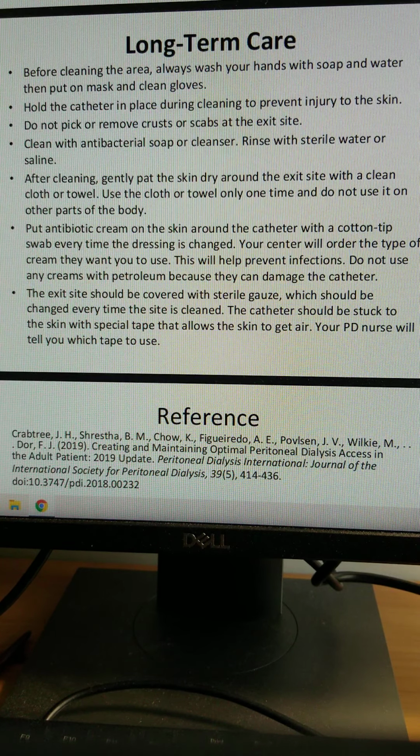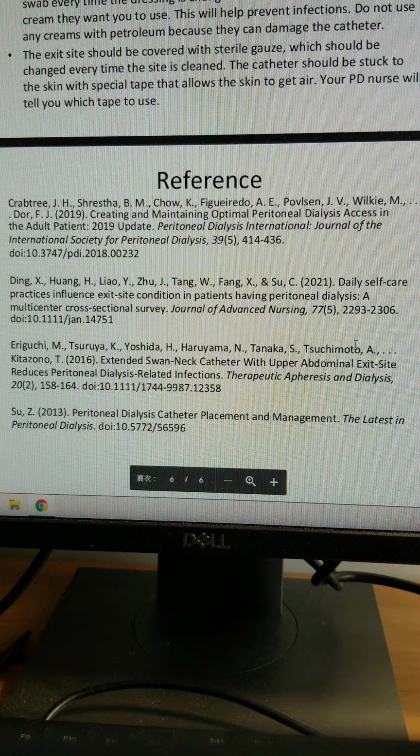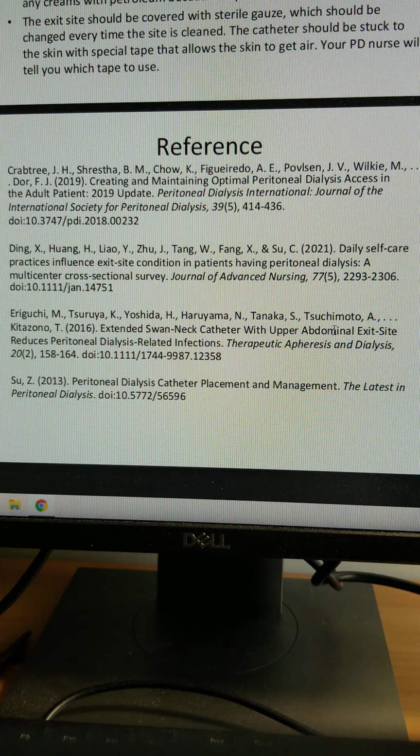So the following is some general guideline. Your center may have some more specific or different instruction. Here is my reference.